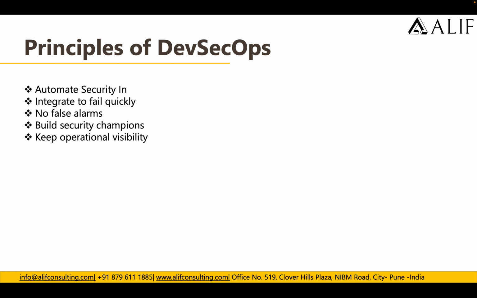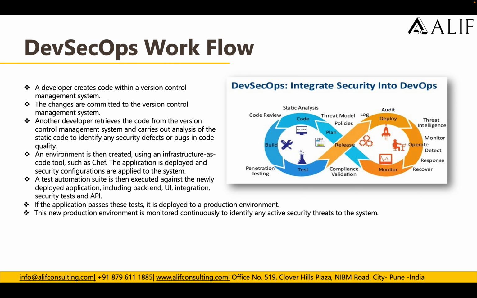Well, the principles of DevSecOps: automation, security integrated, fail quickly, no false alarms, build security champions, keep operational visibility. So these are the principles of DevSecOps.